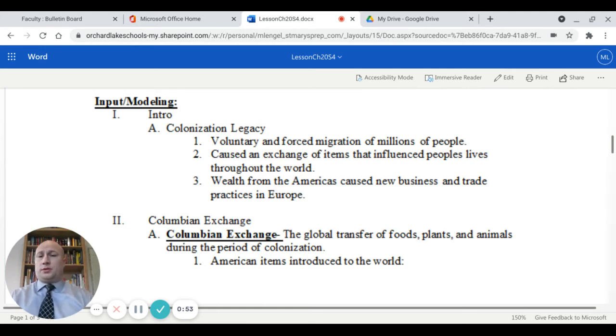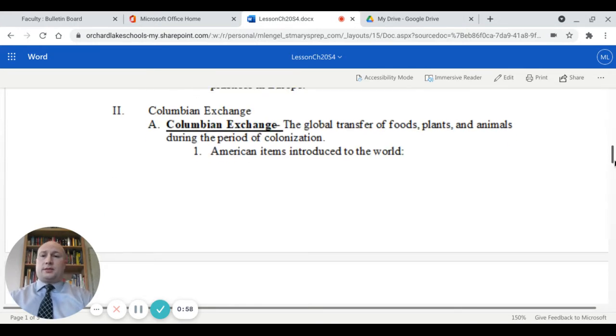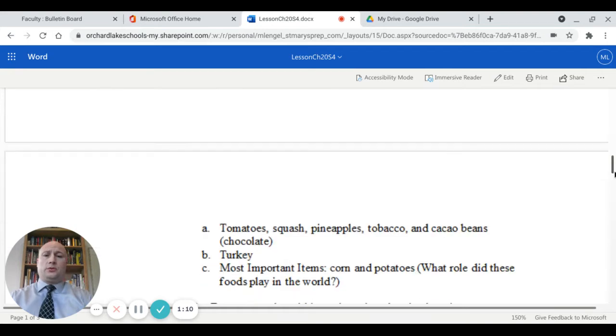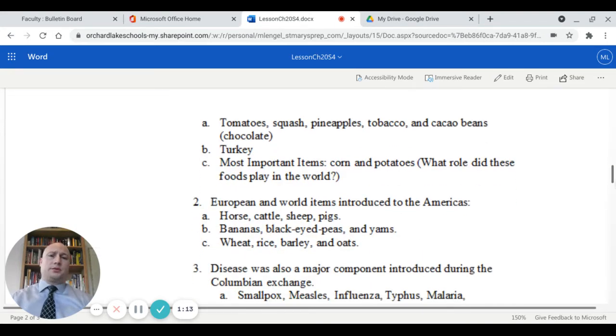Wealth from the Americas caused new business and trade practices that arose in Europe. One of the new practices was known in a big picture scale as the Columbian Exchange. It's the global transfer of foods, plants, and animals during the period of colonization. American items that were introduced to the world include things like tomatoes, squash, pineapples, tobacco, cocoa beans, which is the basis for chocolate, turkey. Some of the more important items on the list became corn and potatoes, as these foods started to really change the diets of people throughout Europe.